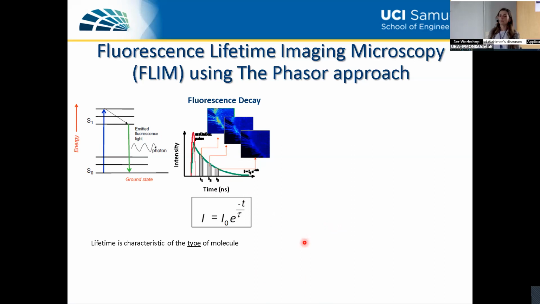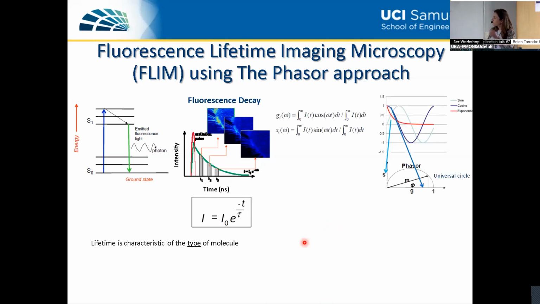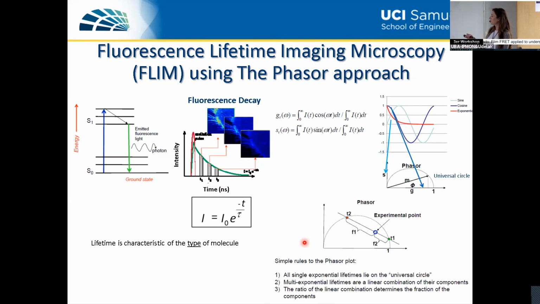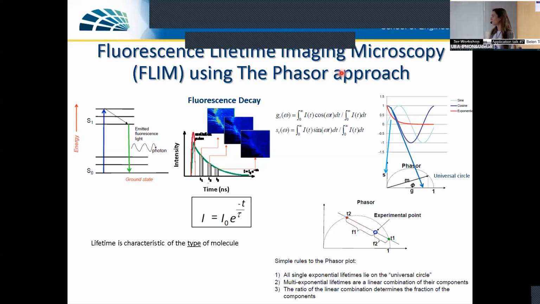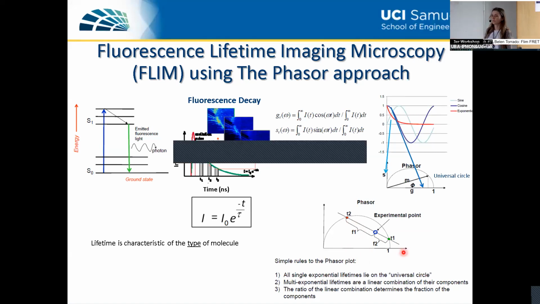You also saw the difference between the time domain and the frequency domain. In our case, we use the frequency domain. And with our data, we did the phasor transformation that you have already seen a lot during the workshop. Some important points to highlight are that all the single exponential lifetimes will lie over the universal circle, and if the points are inside the universal circle, they are multi-exponential and a linear combination of their components. They appear on this line showing the pure components.